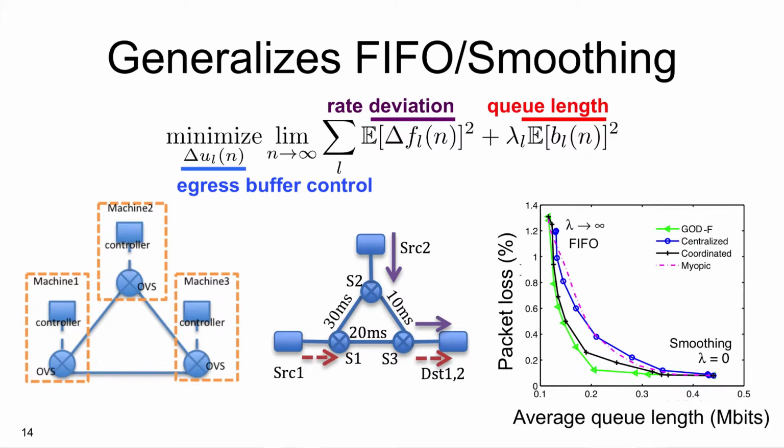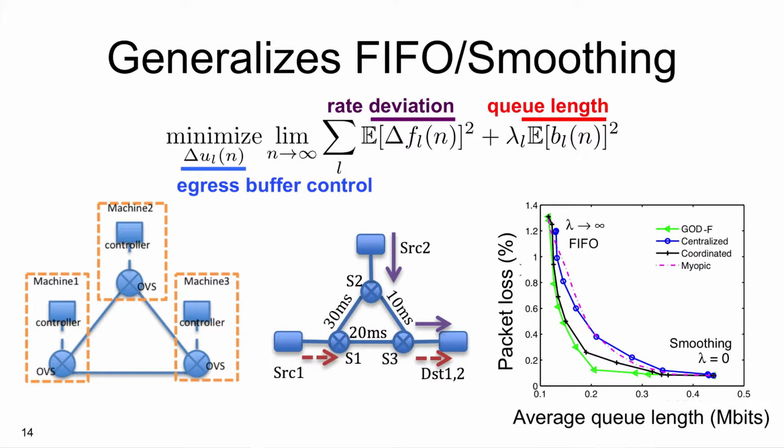But I want to show you one slide here that suggests that this isn't a crazy thing to do, in the sense that if I take this weighting parameter lambda here, and I either take it to 0 or to infinity, I recover standard approaches that are used right now. So if I take lambda to infinity, for instance, if I put all of my weight on buffer size, then I recover what I'm going to call the first in, first out approach, which is I'm just pumping out what's in my buffer at line rate as fast as I can.